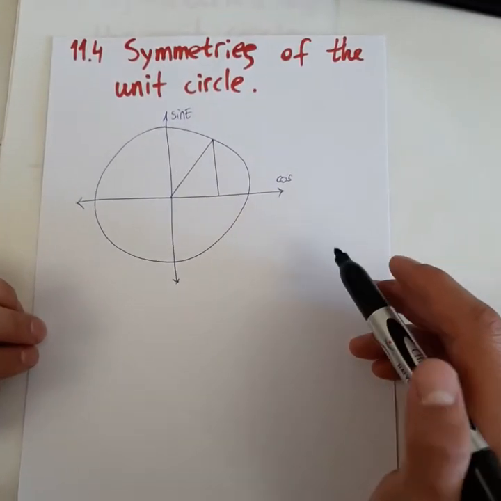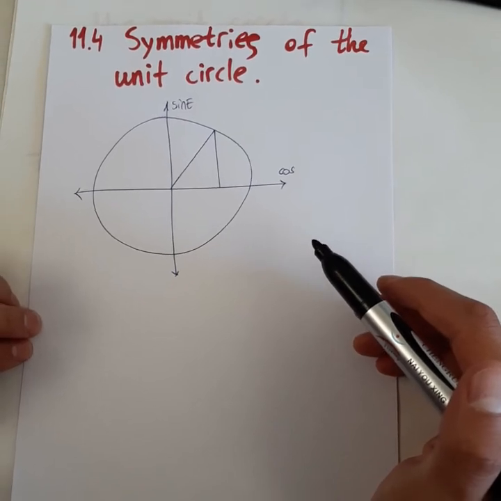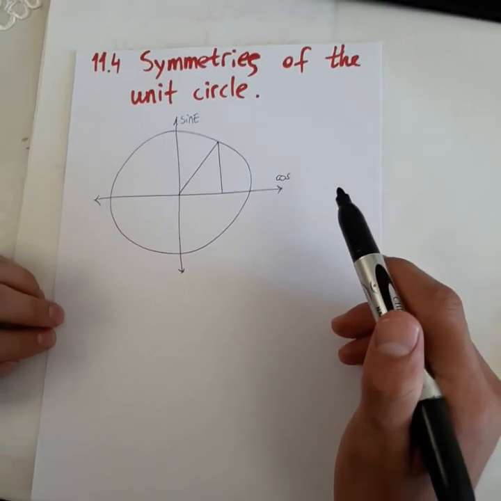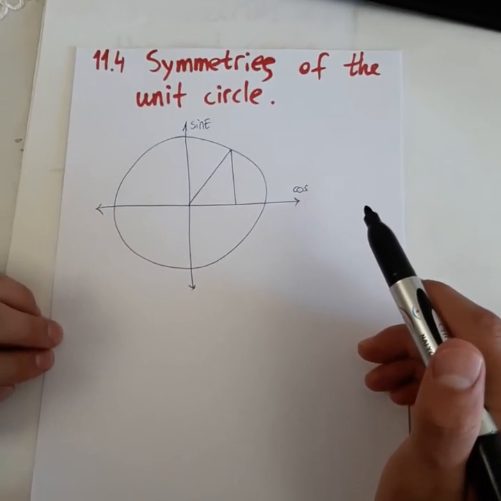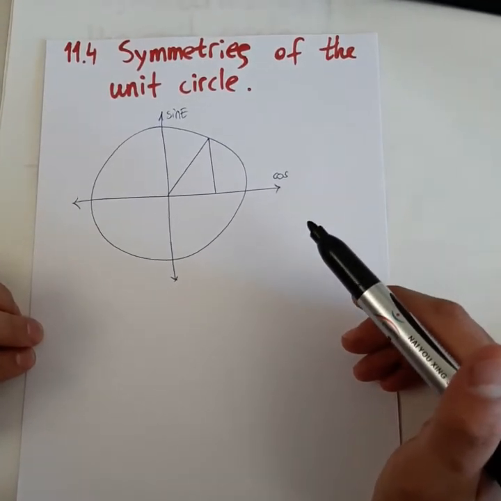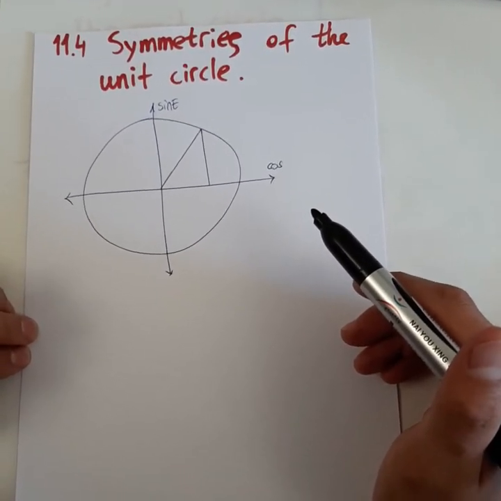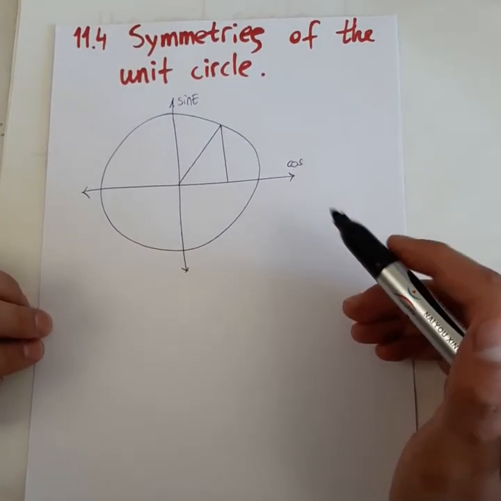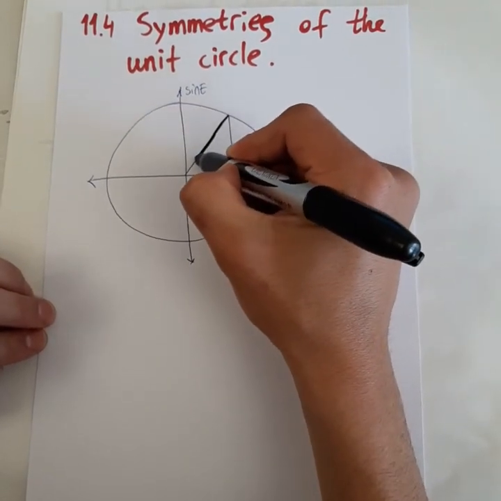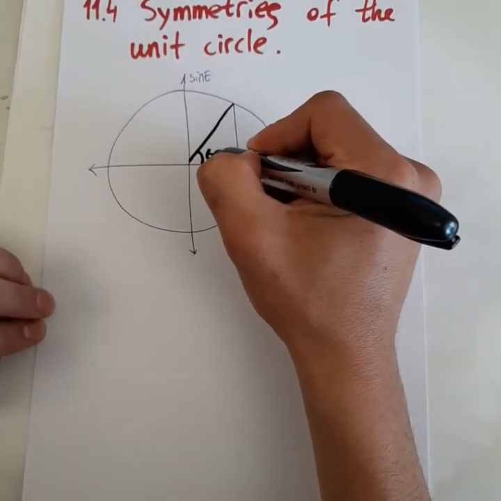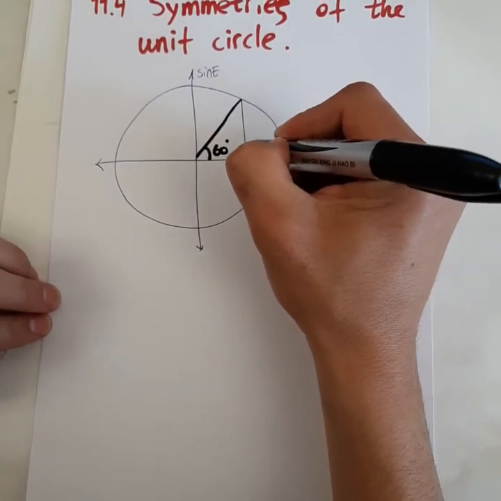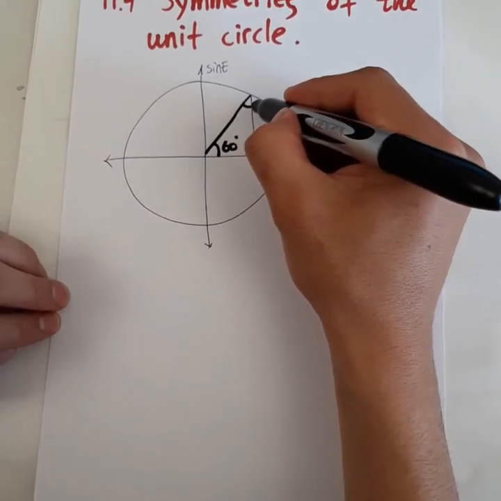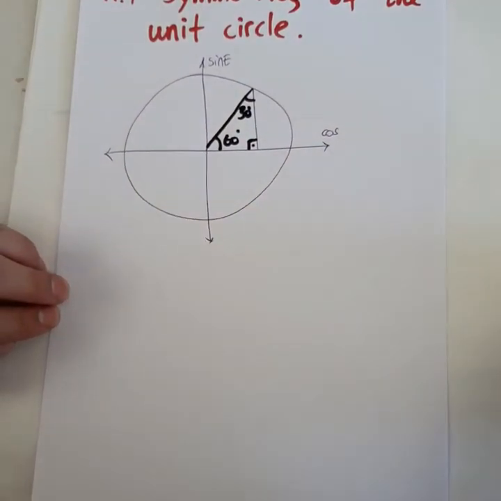Hello guys, today's new topic is symmetries of the unit circle. In this topic we're going to learn how to express any angle in the form of an acute angle, less than 90 degrees, of the triangle. For example, if we are given 60 degrees, here will be a right triangle and here will be 30 degrees.